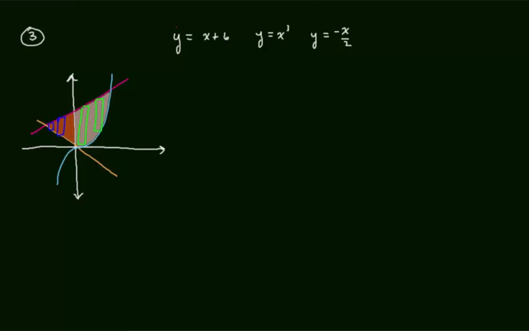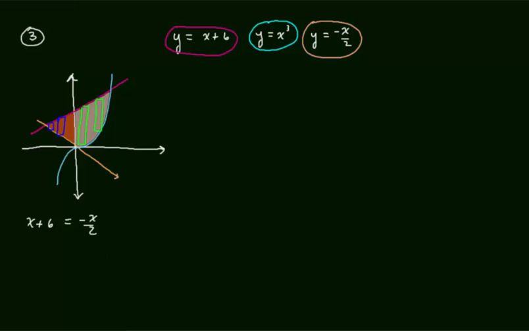So the y equals x plus 6 is clearly linear with a y-intercept of 6. The other line we have is this one here with a negative slope, so that'll be the bottom. That'll be this graph here. And then finally we have the cubic, which we have in this blue color.